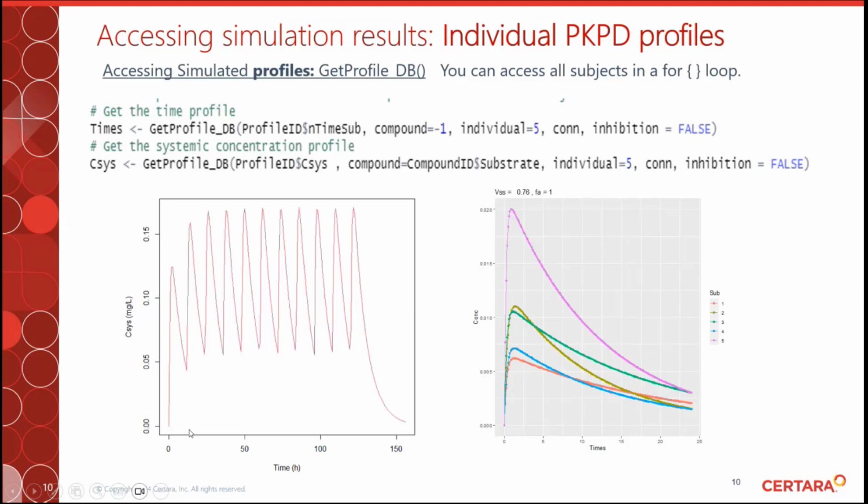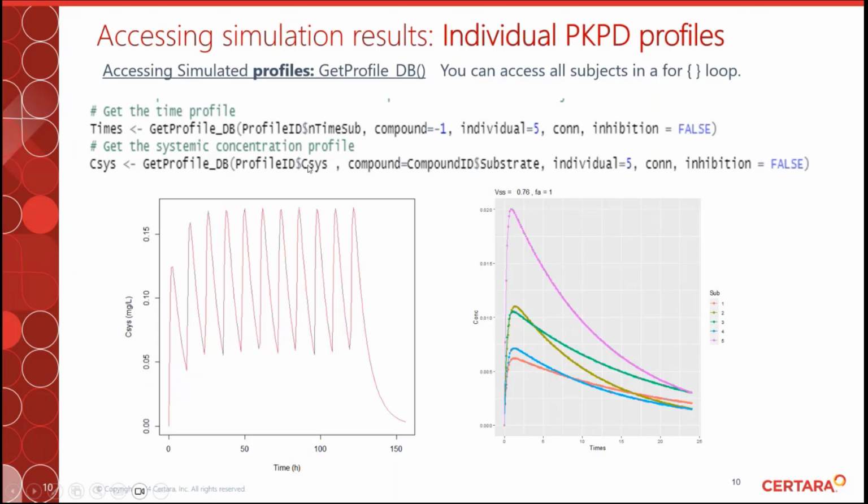In this example below is just the time against the CSIS concentration profile for subject 5. Assuming you wanted to see this for the full population, you will need to write this code in a for loop, where the for loop will start off with subject 1, generate the time and the systemic concentration profile for subject 1, then store the data, move ahead to subject 2, generate the time and the systemic concentration for subject 2, store the data, and so on and so forth up until your final subject number. And then once you've stored the data for the full population, you're able to create the concentration time profile for the full population.